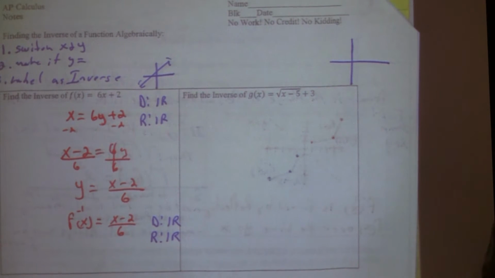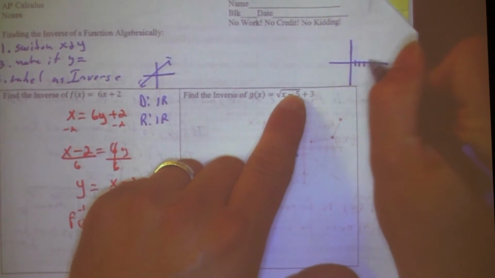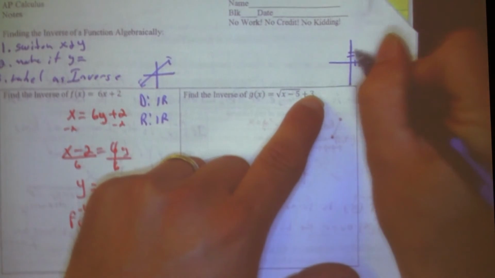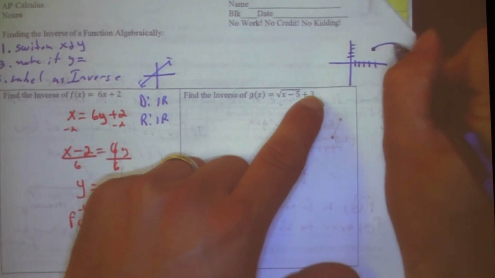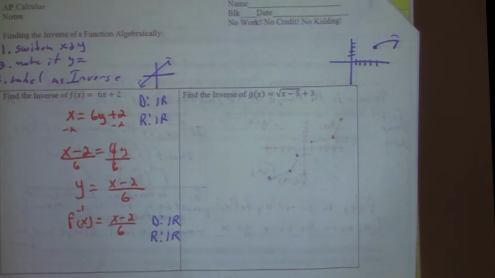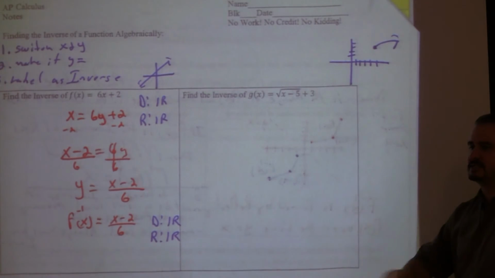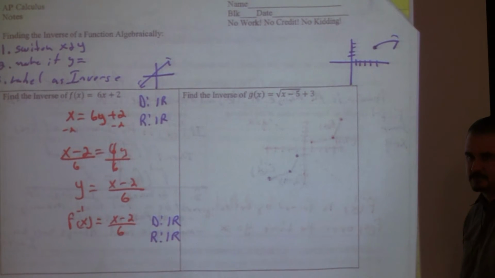Whenever it's inside something, it's always in the opposite direction, left or right. So here it's actually going to move 5 to the right. So 1, 2, 3, 4, 5. And 3 up. 1, 2, 3. It's kind of like this. Cool? So does it pass the horizontal line test and the vertical line test? Yes. So does it have an inverse? Yes. So let's find it.